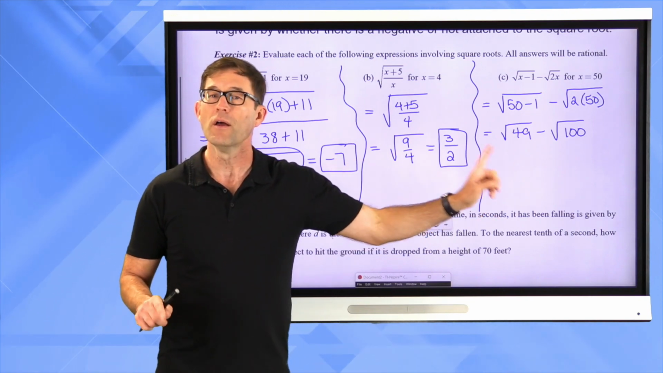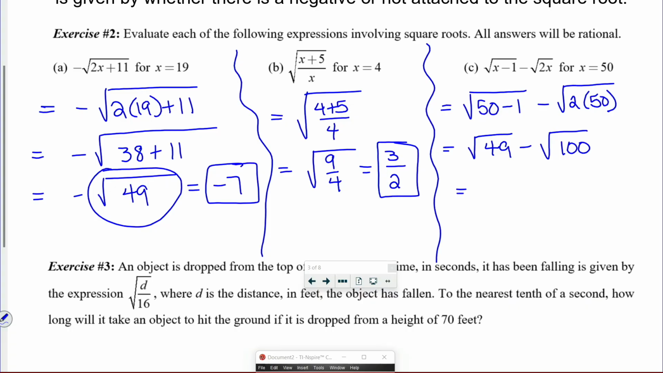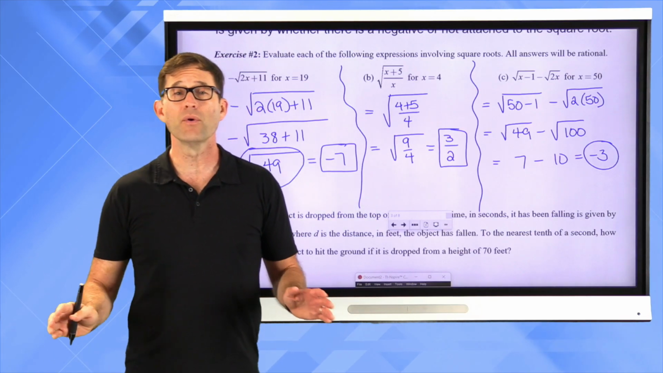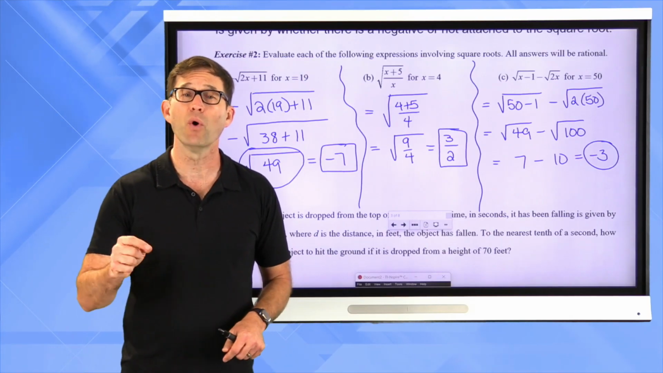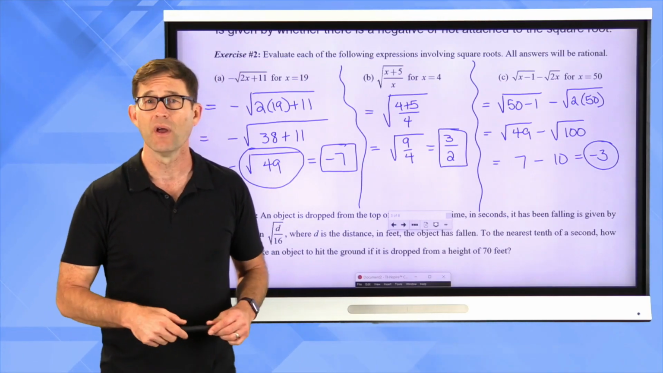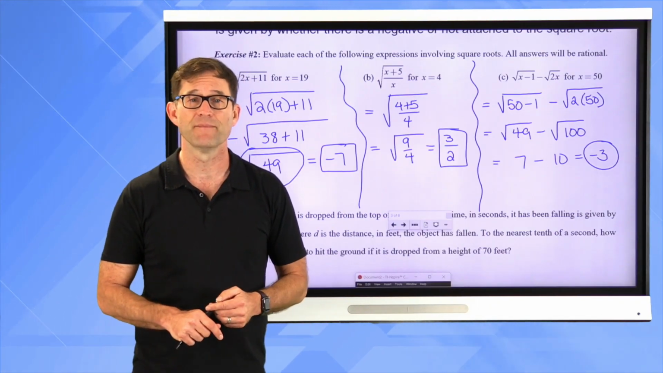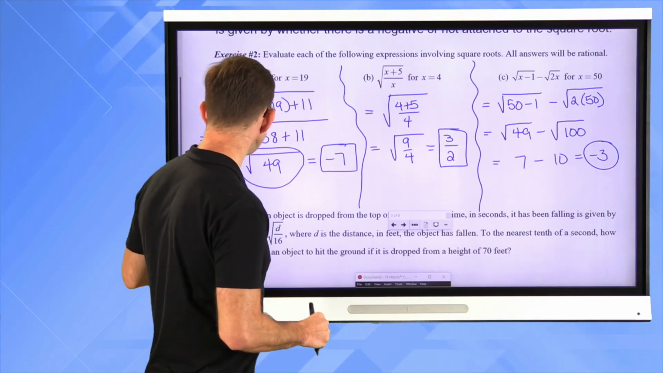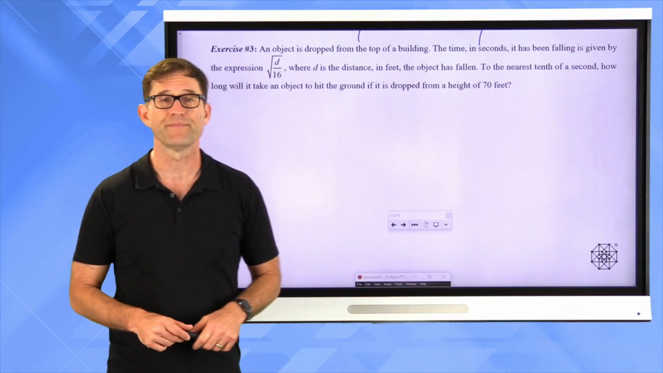But here, because the square root of 49 doesn't have a negative in front of it, it is simply 7. And here, the square root of 100 is 10, and 7 minus 10 is negative 3. Again, the square root operator in this situation would be nearly useless if it was returning both a positive and a negative answer because of how many different answers we would end up having. All right, let's take a look at exercise number 3, and then we'll move on to a different operation.